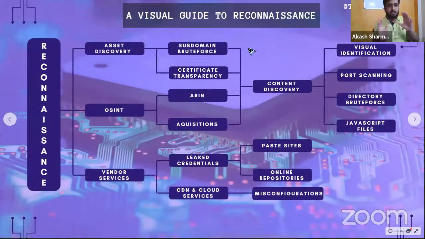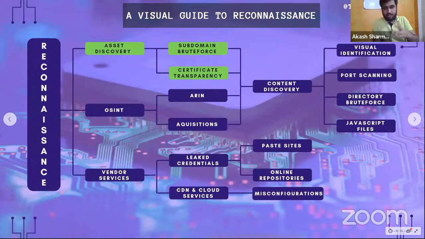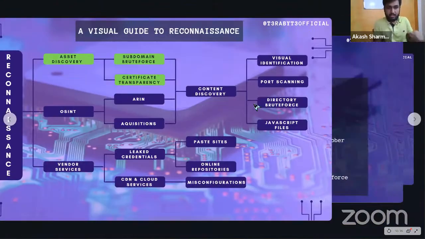Okay, this is a visual guide to reconnaissance. This is a little complex tree that we are going to follow today. I have divided it into three major concepts: asset discovery, OSINT, and vendor services. First we'll talk about asset discovery. It has two different categories, called subdomain brute force and certificate transparency. We have to check for these two things. So I'll start off with asset discovery.